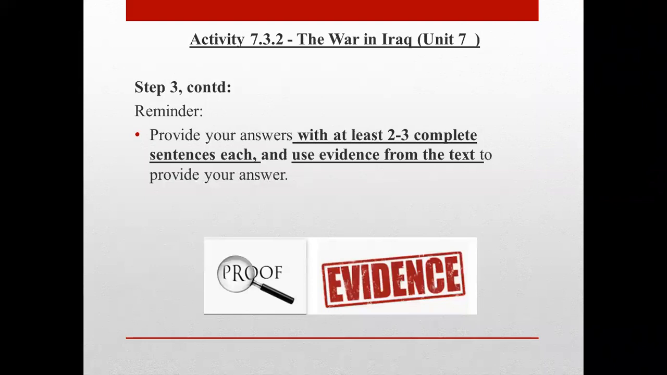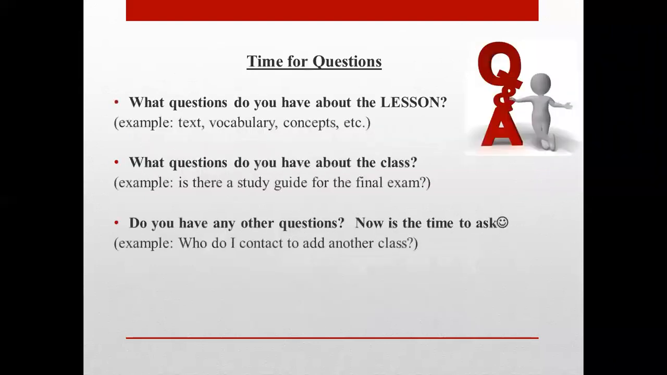All right, we're continuing step 3 where you're writing the assignment. It says, reminder, provide your answers with at least 2 to 3 complete sentences each. So you have ideas, you have your evidence now. Make sure you're writing 2 to 3 complete sentences for each answer. All right, we're going to go straight into part 2.